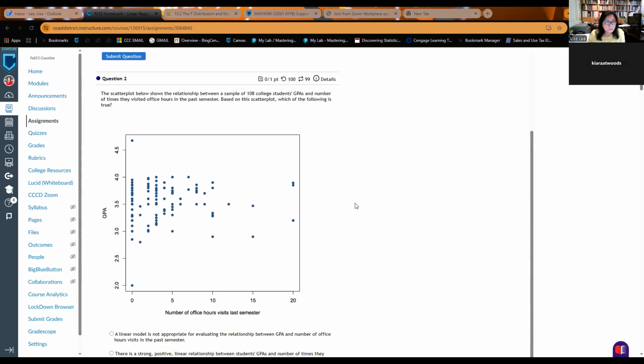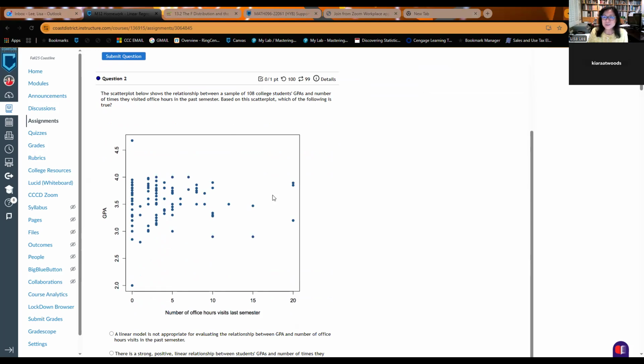And question 2: this is the one we call a scatter plot, right? And this one is presenting a sample of 108 college students' GPA and the number of times they visit the office hour.